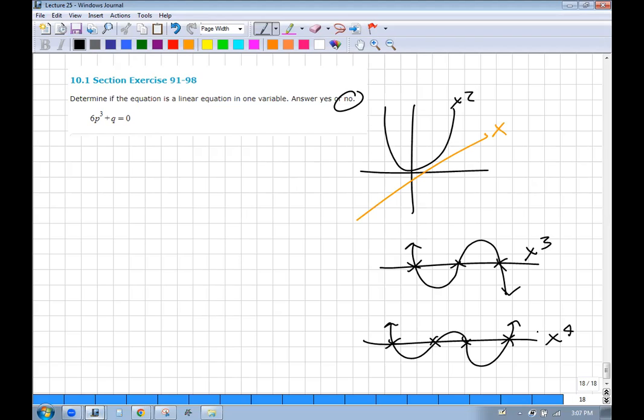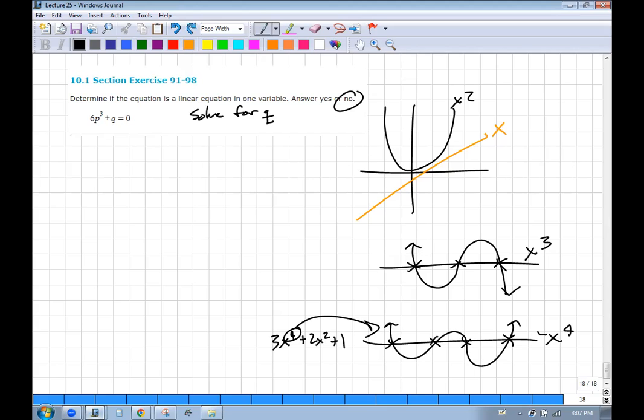So if you had something like 3x to the 4th plus 2x squared plus 1, you look at the highest power, that tells you how many wiggles there are. All right, so this one's just a simple definition. How about we solve? Let's solve for q. First thing you want to do is factor.